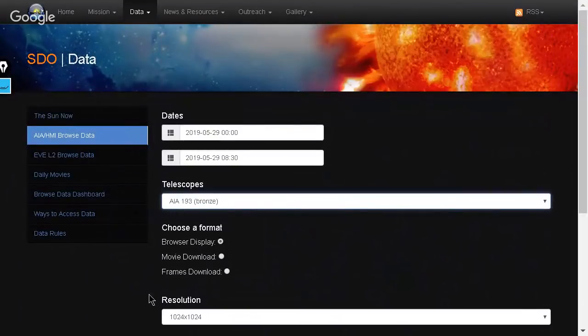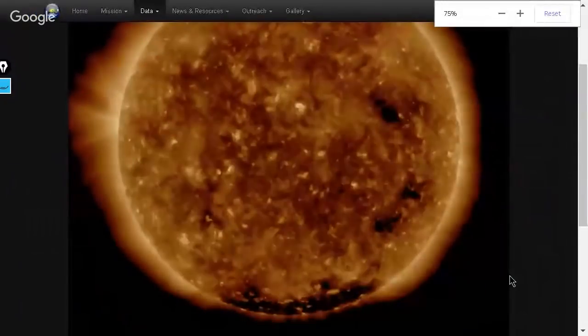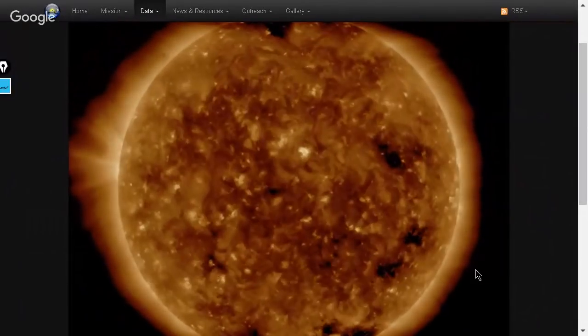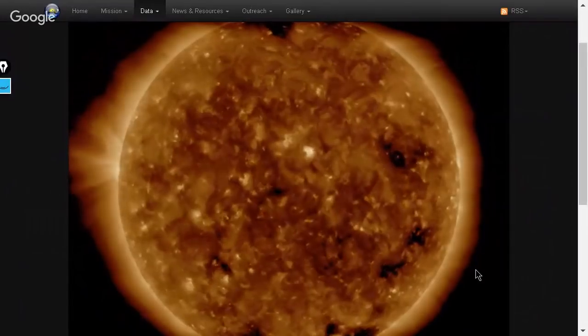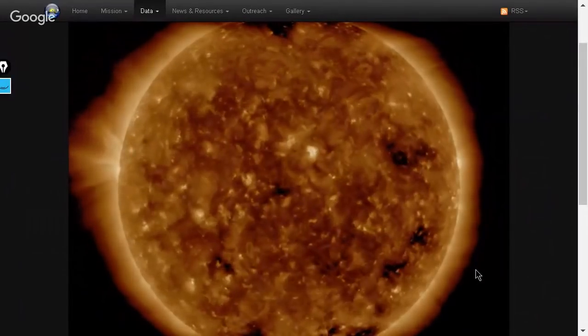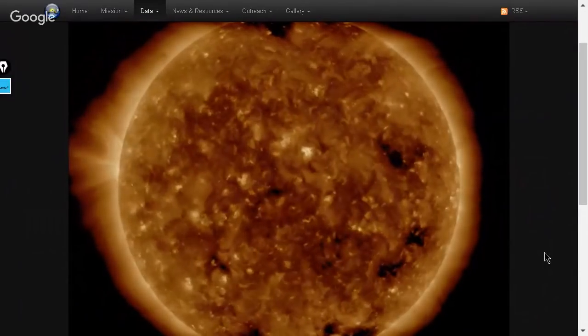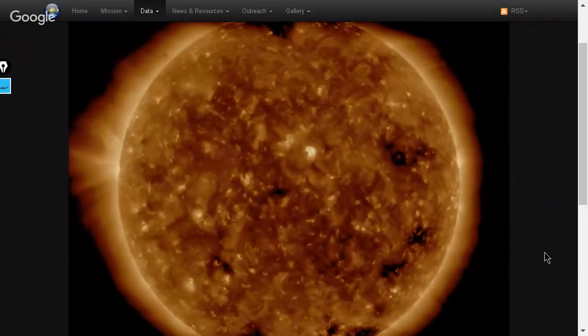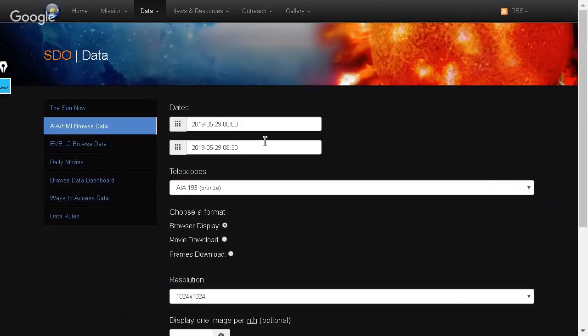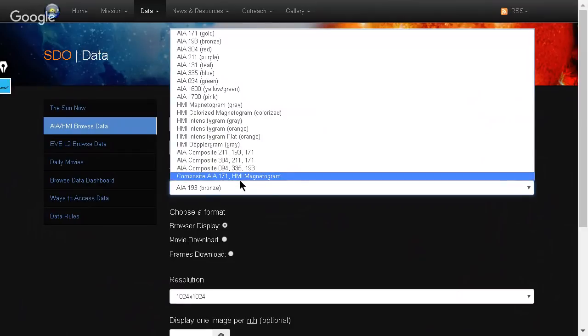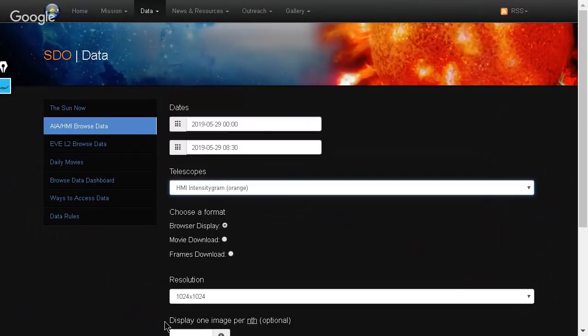Let's look at the 193 angstroms view also for coronal hole watch. A small one just south of the equator, a little bit east of that active region. All right. We'll look at one more view here while we've got the current data loaded. We're going to look at the intensitygram in orange.